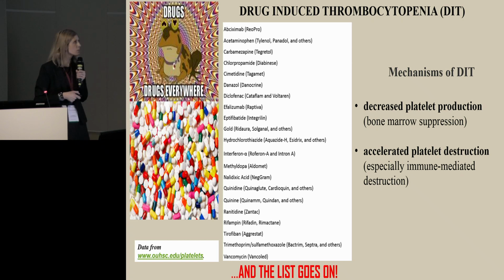And the mechanisms by which these drugs produce thrombocytopenia are mainly 2. Either they suppress the bone marrow production of platelets, or they induce the formation of antibodies which will act and destroy the platelets only in the presence of the drug. What is to be done in this case? We should stop the drug if it is possible, and we should see an increase in the platelet counts in a few days.